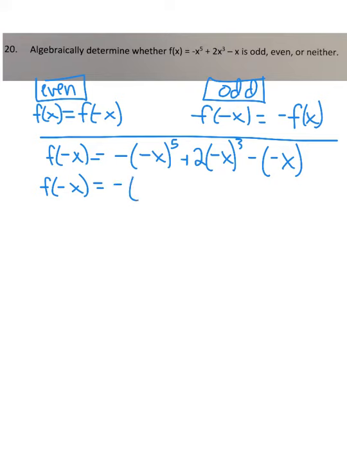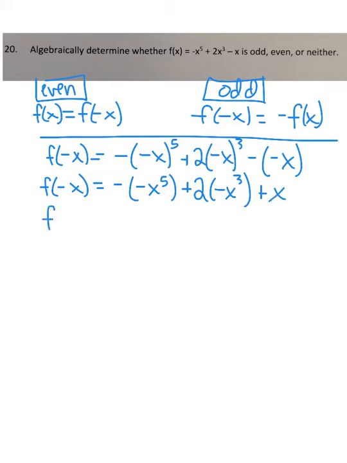So f of negative x equals, I'm going to bring down this negative. Now, let's talk for a second here. I have a negative, but raised to the 5th power. So that's a negative times a negative times a negative times a negative times a negative. And you should remember that an odd number of negatives multiplied together will still give you a negative. Plus, and then same thing again, an odd number of negatives will still give me a negative. And then here I have a negative times a negative, which will make a positive.